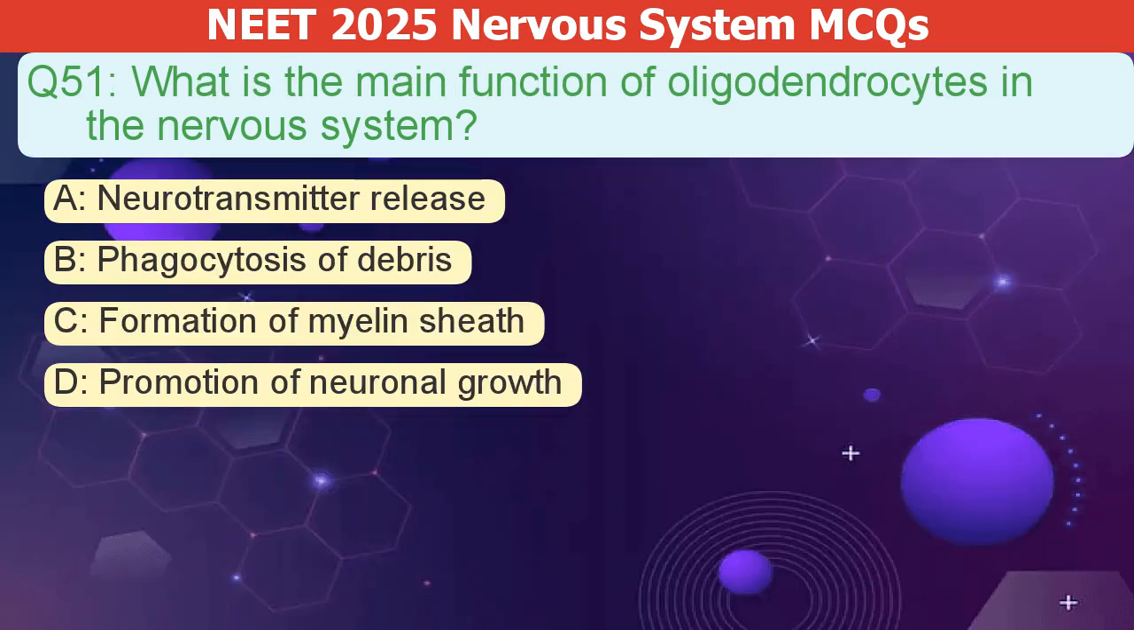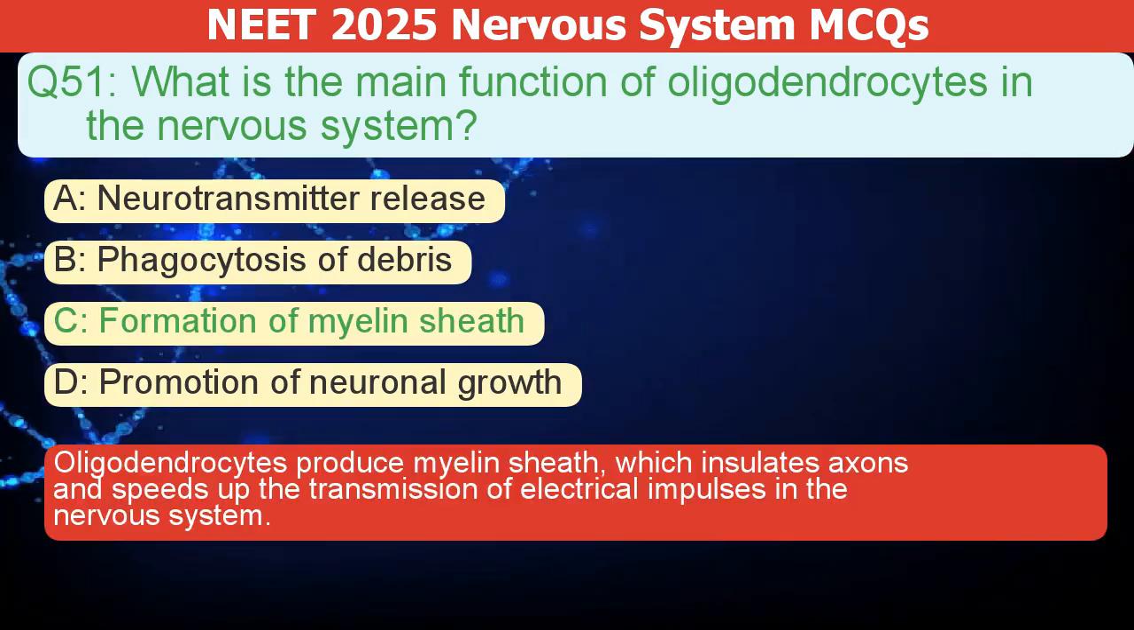What is the main function of oligodendrocytes in the nervous system? A. Neurotransmitter release. B. Phagocytosis of debris. C. Formation of myelin sheath. D. Promotion of neuronal growth. The correct answer is C. Oligodendrocytes produce myelin sheath, which insulates axons and speeds up the transmission of electrical impulses in the nervous system.